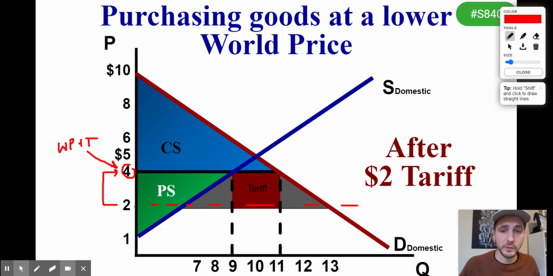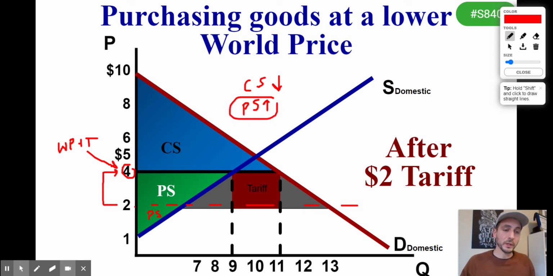So consumer surplus is big, but it's not nearly as big as it used to be. It used to be this giant triangle. Now it's smaller. So consumer surplus falls. However, producer surplus went from being this tiny little triangle down here, below $2, above supply, to being a larger triangle. So by implementing a quota or a tariff, my producer surplus goes up, which was my goal all along. Ding, ding, ding. Great job.